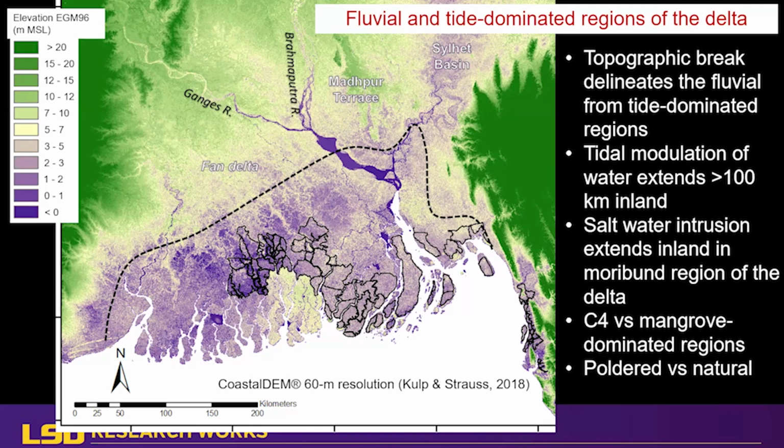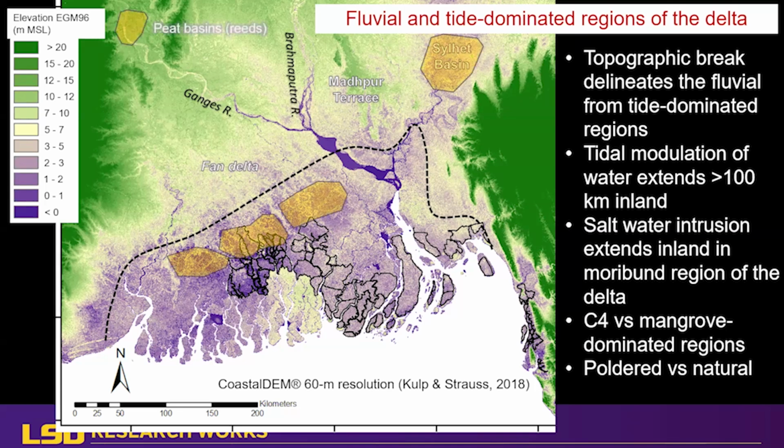And then salinity incursion: during the monsoon season, where the majority of the discharge is happening, all of this is fresh. But it's only during the dry season that there's what we call the moribund portion of the Delta, because it's not directly connected to the Ganges or the Brahmaputra. It's receiving a ton of water that's saline that incurs into that area.